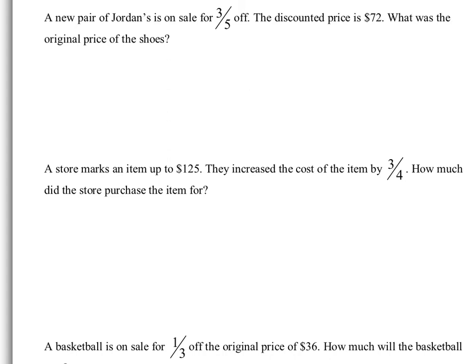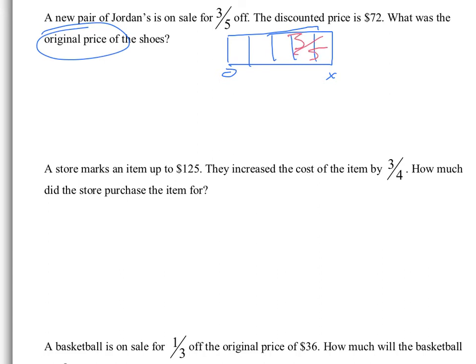Alright, so a new pair of Jordans is on sale for 3/5 off. The discounted price is $72. What was the original price? So again, I see this is one of those asking me what the original price was. It's a discount, so I'm only going to need 1 bar here. I don't know what the original price is, so I've got an x over here. It's telling me it's 3/5 off. That leaves me with 2/5 of the original price is $72. So 2/5 of the original price is equal to $72.